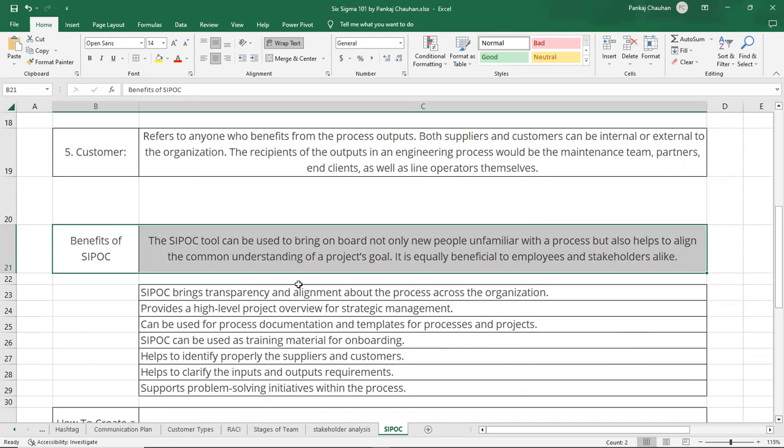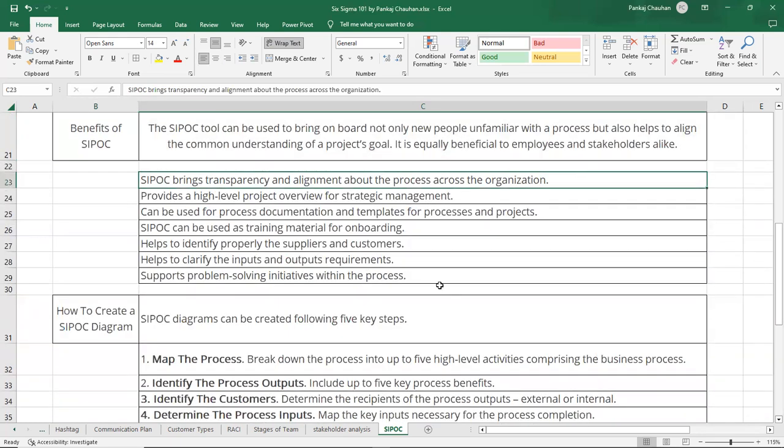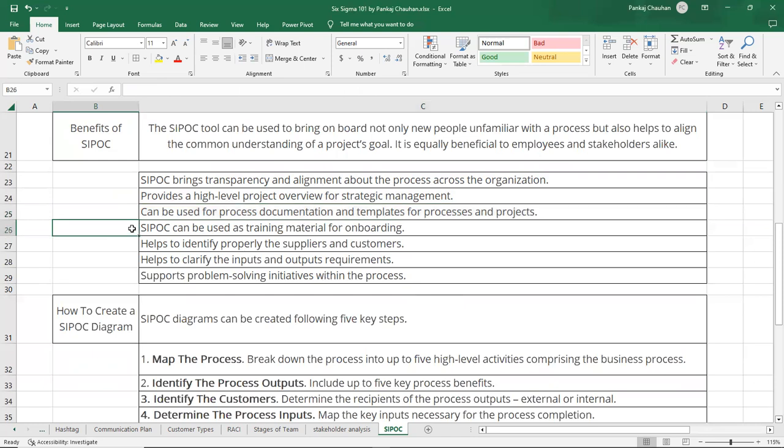So some of the benefits are here. SIPOC brings transparency and alignment about the process across the organization, and it brings a common understanding about the process. SIPOC provides a high-level project overview for strategic management and strategic decision making. SIPOC can be used for process documentation and as a template for processes and projects. SIPOC can be used as training material for onboarding new joinees, making them understand what your process is as a high-level view.